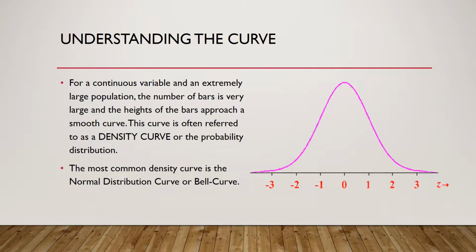Now, for a continuous variable in an extremely large population, the number of bars is very large and the height of the bars approaches a smooth curve. This is often referred to as a density curve or the probability distribution. The most common density curve is the normal distribution curve, and that's what we're going to talk about in this presentation.